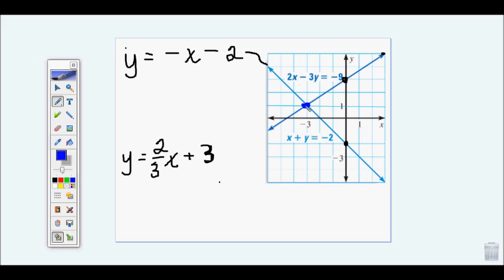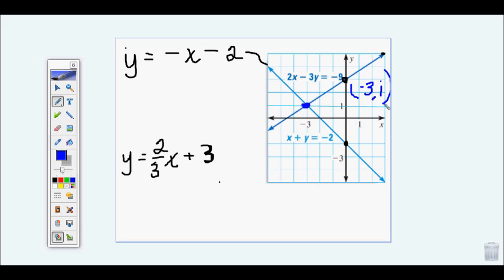Now this point in particular happens to be our intersecting point. So our intersecting point appears to be at negative 3, and then it's up 1 on the y. It's (negative 3, 1).